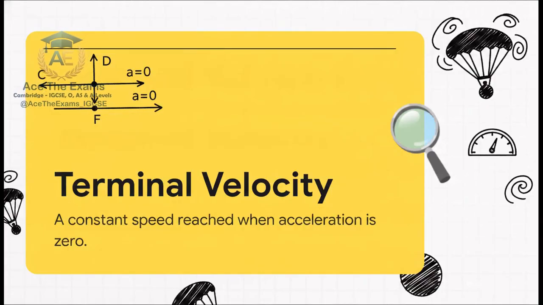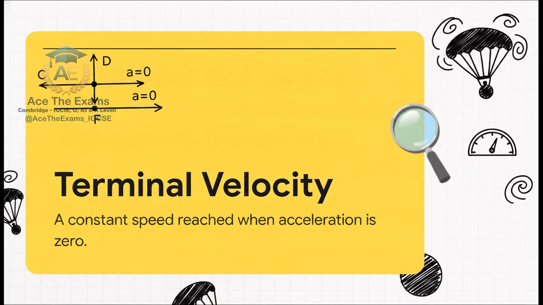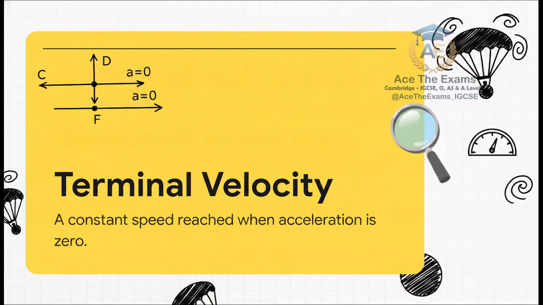Which brings us to a vital Cambridge definition that you must know verbatim. Terminal velocity: a constant speed reached when acceleration is 0. Look closely at the graph. This happens exactly between points C and D. The line is perfectly horizontal, meaning the speed is constant and the acceleration is mathematically 0.